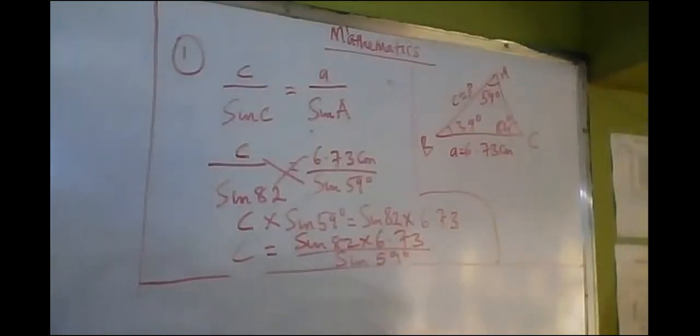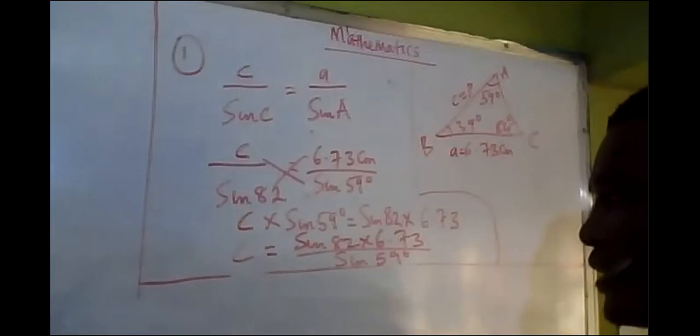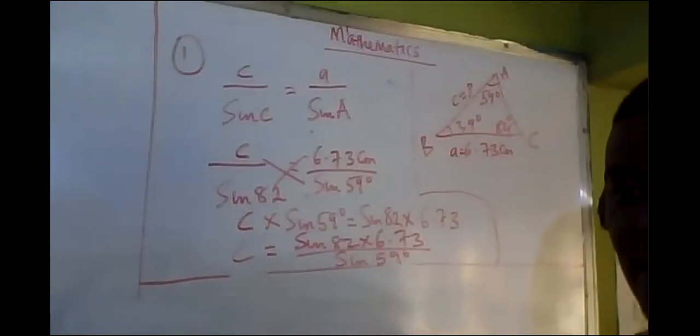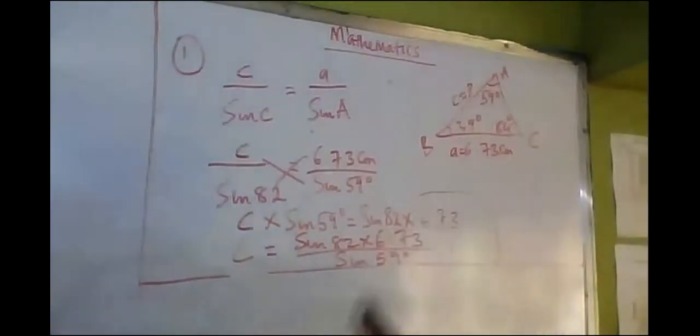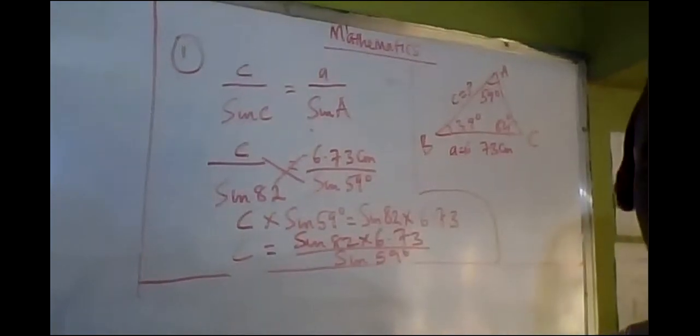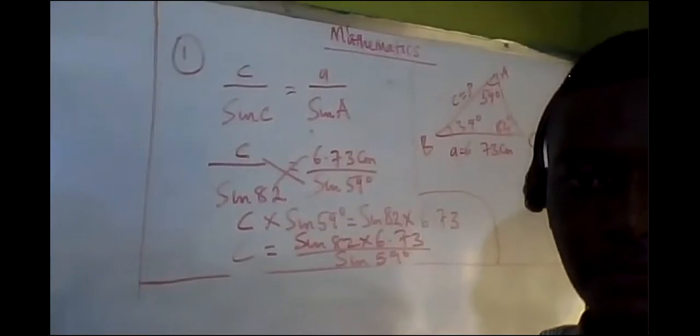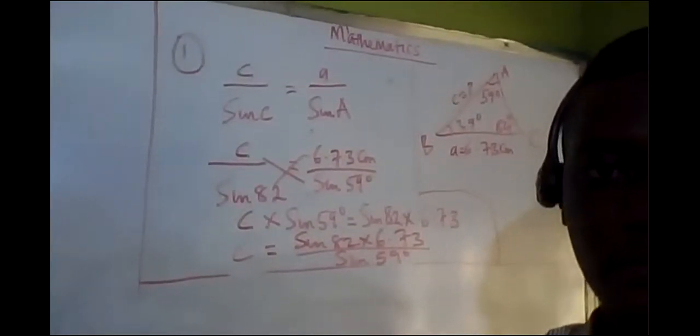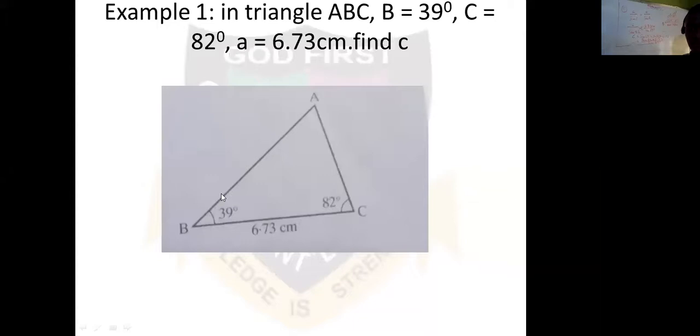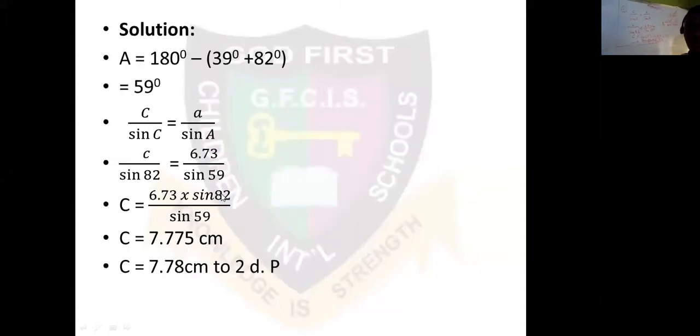Hope you understand. Because I'm not with a calculator now, I'm going back to the slide to get the answer. I just want you to understand everything that we have in the steps. So this is it. We are going to get 7.775 centimeter. Hope that example 1 is clear.